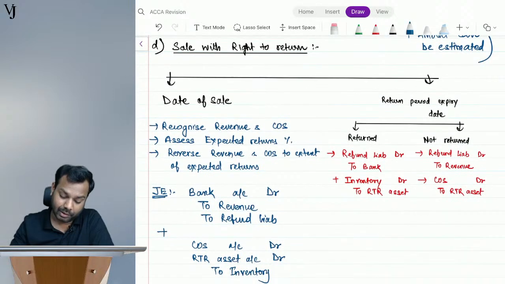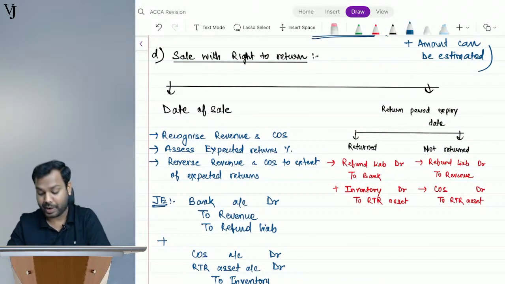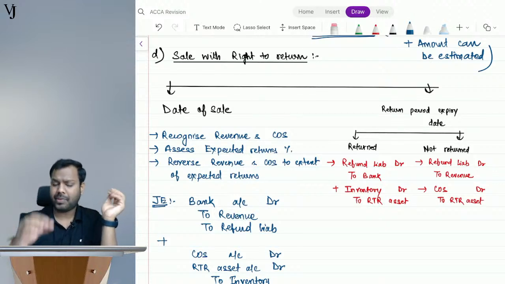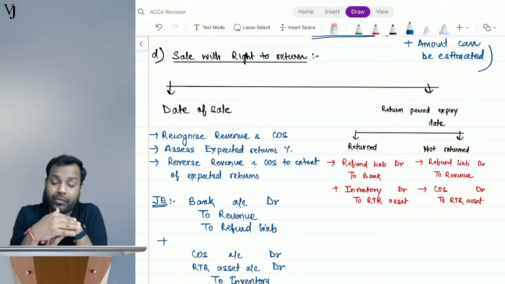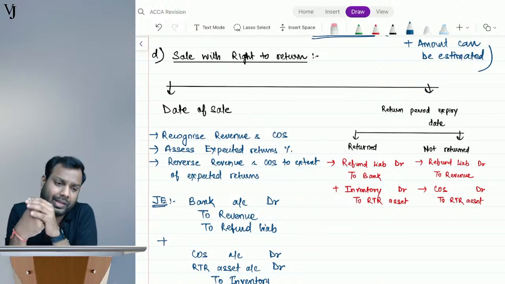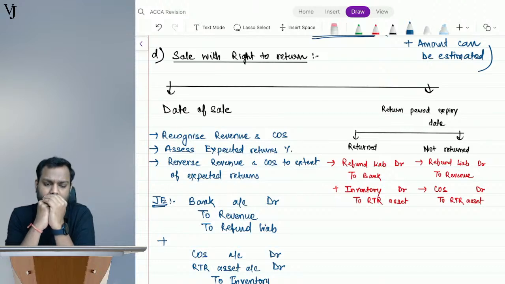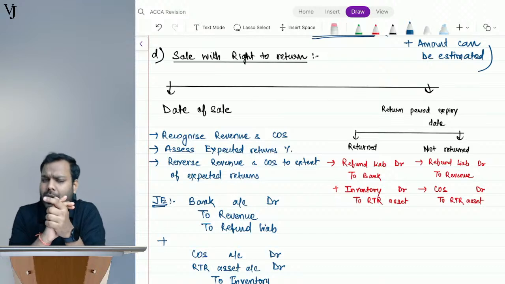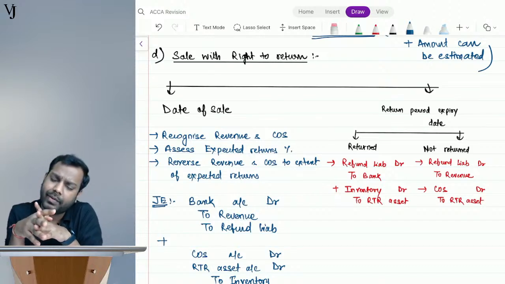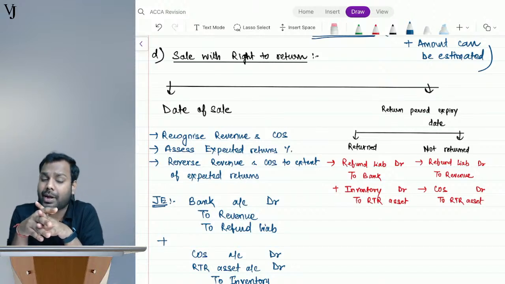Now the sale with a right to return. Understand, guys? What does a sale with a right to return mean? In Amazon, when we purchase goods or services, think from the customer's point of view first. Do you think we have a 10 days replacement policy? Tell me. Now, have you ever wondered how Amazon recognizes revenue for this? Tell me, how will Amazon recognize the revenue?